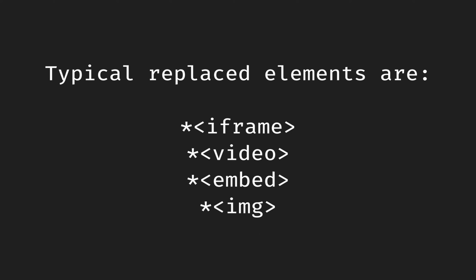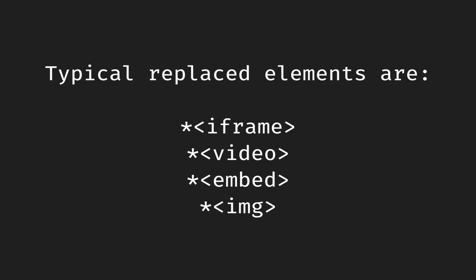So you have some typical replaced elements like iframe, video, embed, image. In simple terms, CSS can change where they are placed, but not what they look like. So these have a predetermined width and height without CSS. A common one that we use is image.